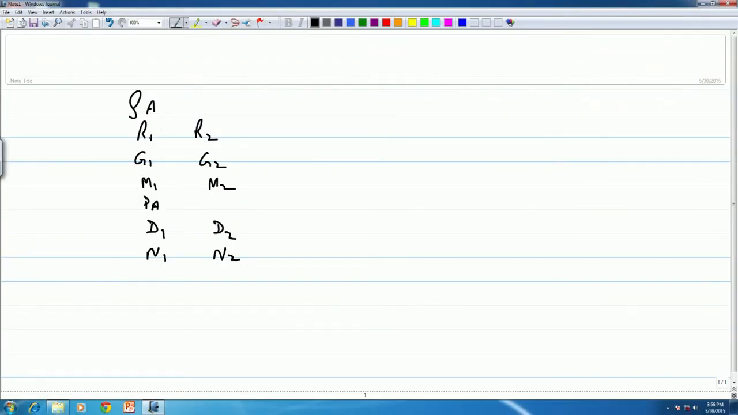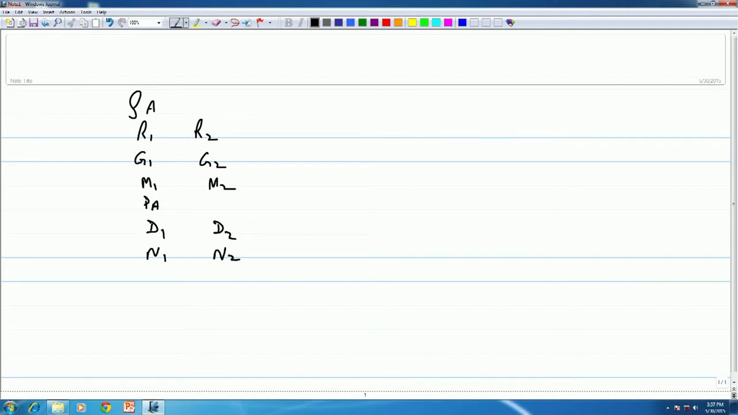We have Sa, Re1, G2, G1, G2, Ma1, Ma2, Pa, Dha1, Dha2, Ni1, Ni2. We need to figure out how many combinations of these 7 swaras are possible when you have these 12 Swarasthanas.